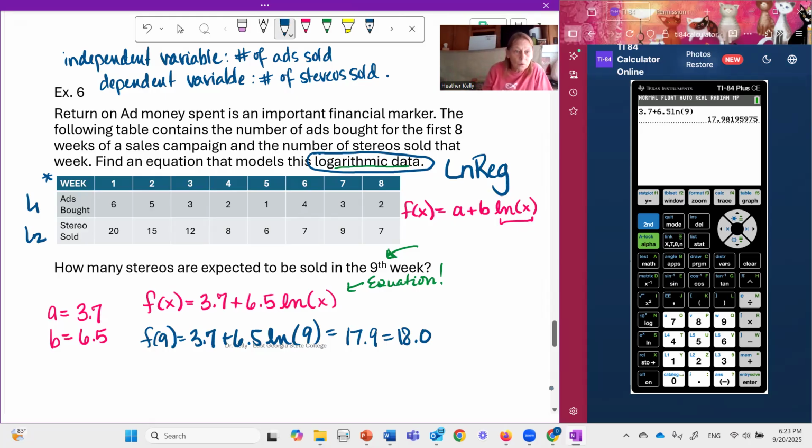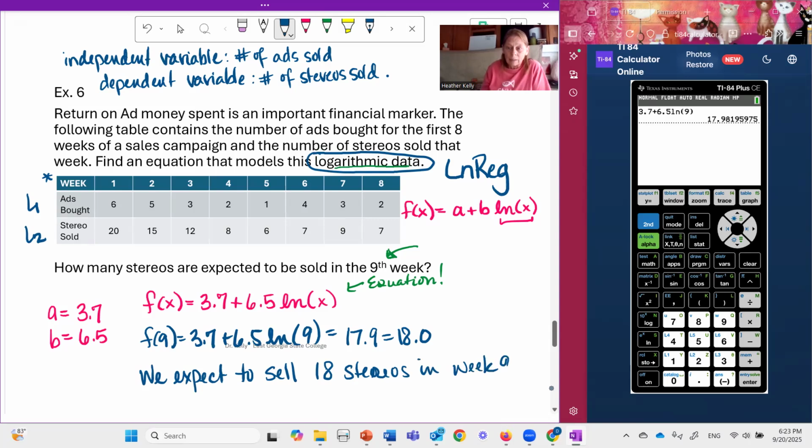All righty, so our answer, you need to still follow through even if you think your answer's wrong. All right, and we know it's right mathematically, it's just a bad question. That's all right. So we expect to sell 18 stereos in week 9.